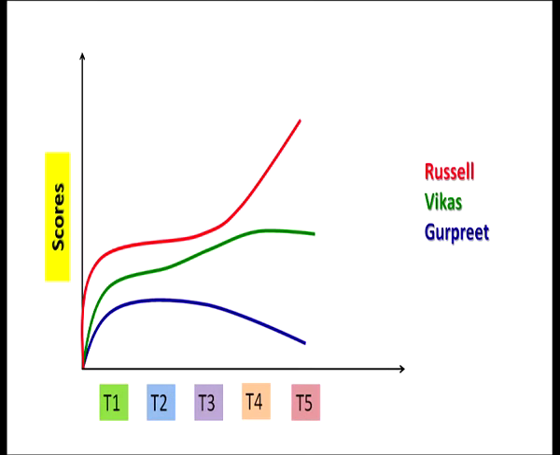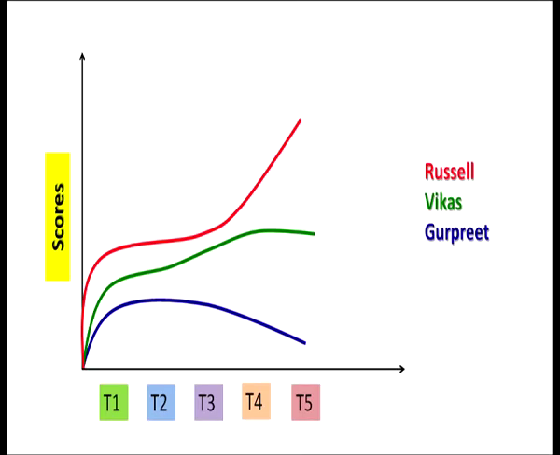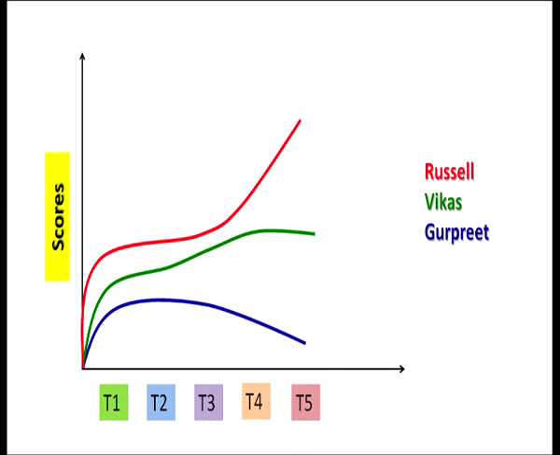For example, here I have a map, or rather a chart, which shows the performance of 3 students, that's Russell, Vikas and Gurpreet. And if you look very carefully, T1, T2, T3, T4 and T5 represent 5 different tests. And the map shows us that Russell is showing a steady progress, whereas Gurpreet has shown a progress and he's on the decline. So this is showing progress of the learner.